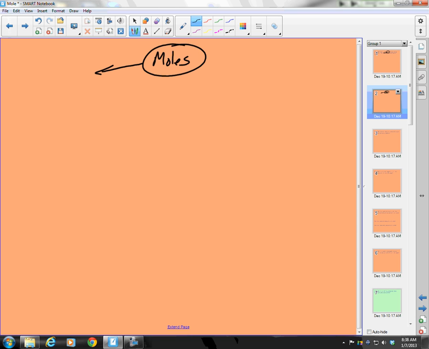Let me give you a couple definitions. Here's what I would call the most general definition, and it probably won't get you many points on a quiz or test, but to me it's really an adequate definition. A mole is a measurement. It is a measure of quantity in the form of number. It is a measure of number. Got it? So what is a measure of number?